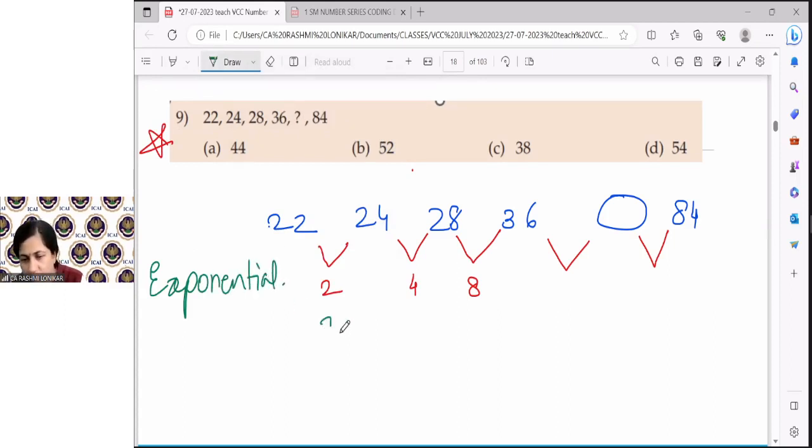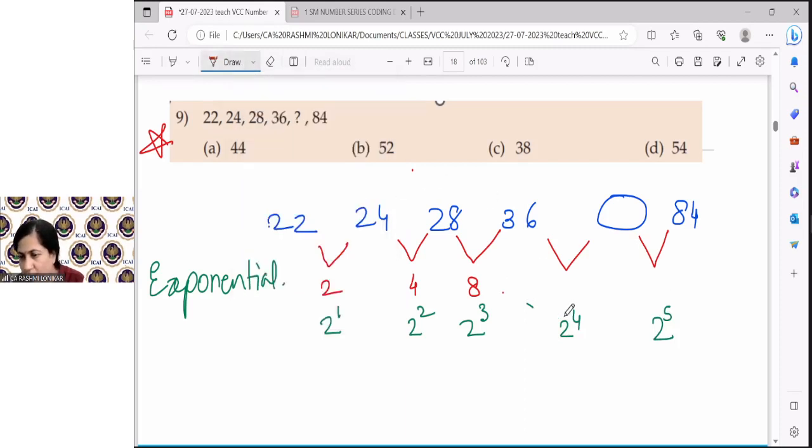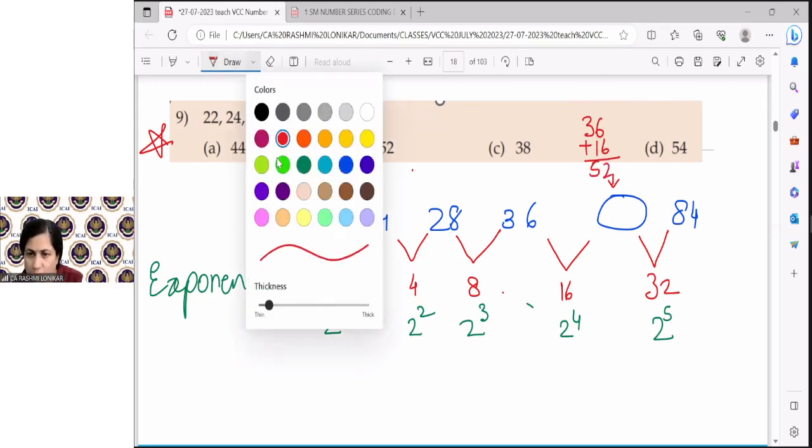Okay. This is 2 raised to 1. This is 2 raised to 2. This is 2 raised to 3. What should I have? 2 raised to 4 and 2 raised to 5. So I should have 2 raised to 4 is 16. 2 raised to 5 is 32. So what will come over here? It will be 36 plus 16, which is 52. So what will I get? I will get here as 52.